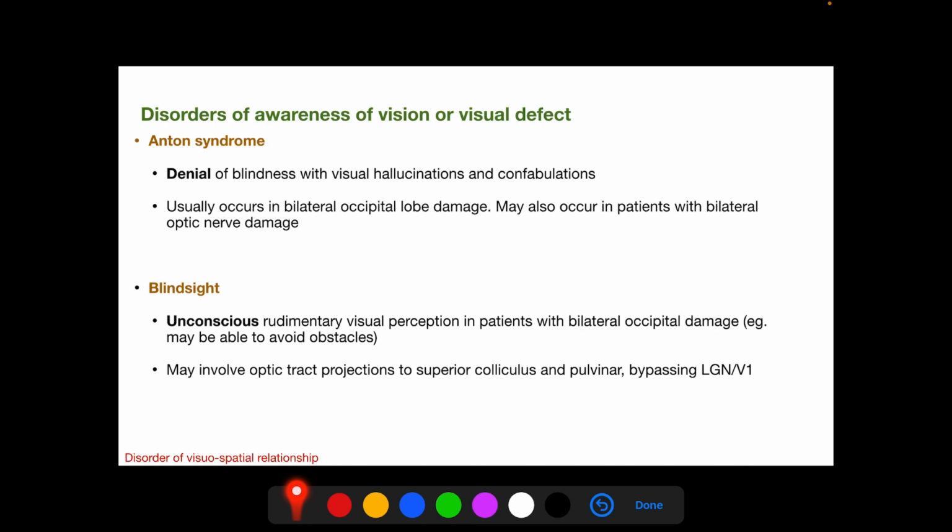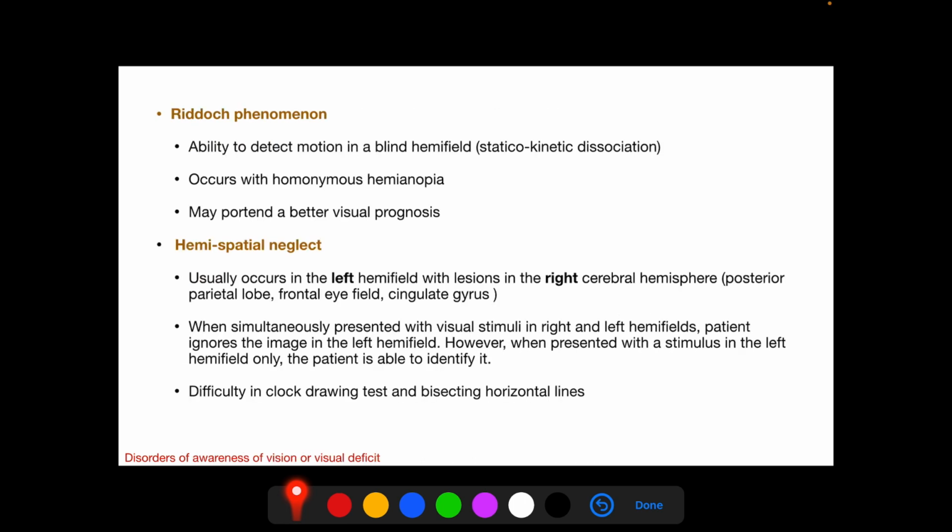And in blindsight, there is an unconscious rudimentary visual perception. So there is a visual perception, but the patient is not aware of that visual perception, and this happens with bilateral occipital damage. And this explains why a blind patient may be able to avoid obstacles. This unconscious visual perception is said to involve optic tract projections to the superior colliculus and pulvinar, and not to the primary visual cortex through the lateral geniculate nucleus.